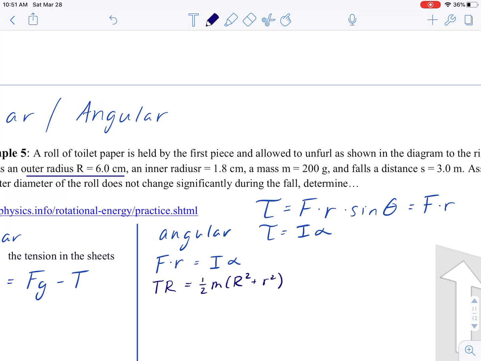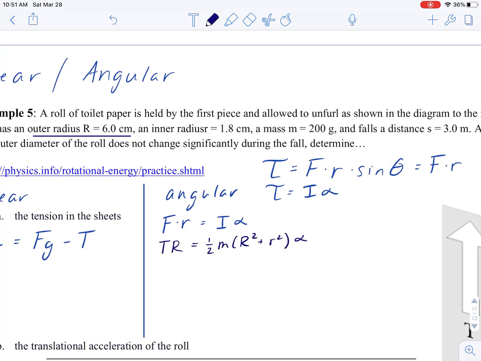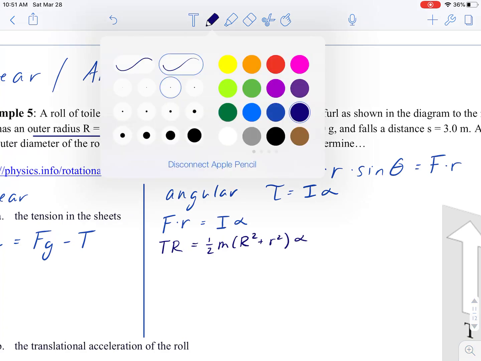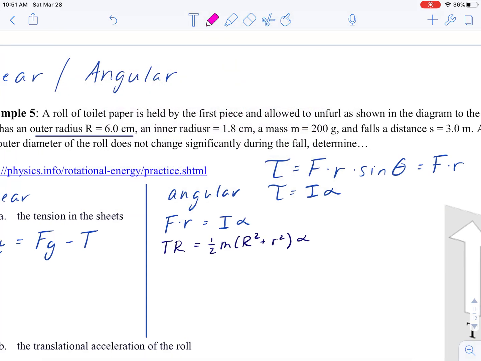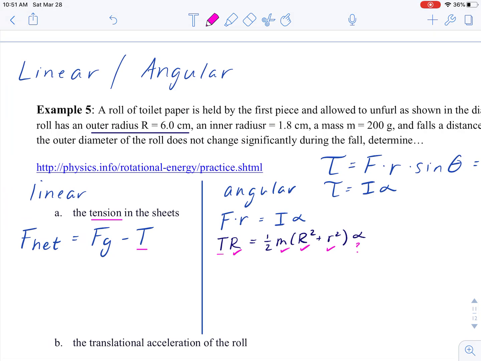And then the thing I'm looking for, or another thing I don't know, is alpha. So now let's just take a moment and look at what we're trying to do here. In this question, we're trying to find the tension in the sheets. We're trying to find T. We have R, we have mass, we have R again, and we have inner radius. We do not have alpha. The other thing that I'll notice is I have two equations, and if I can make two equations with the same two unknowns, in other words, if I can find a way to link this linear equation to alpha, then I can figure this out.